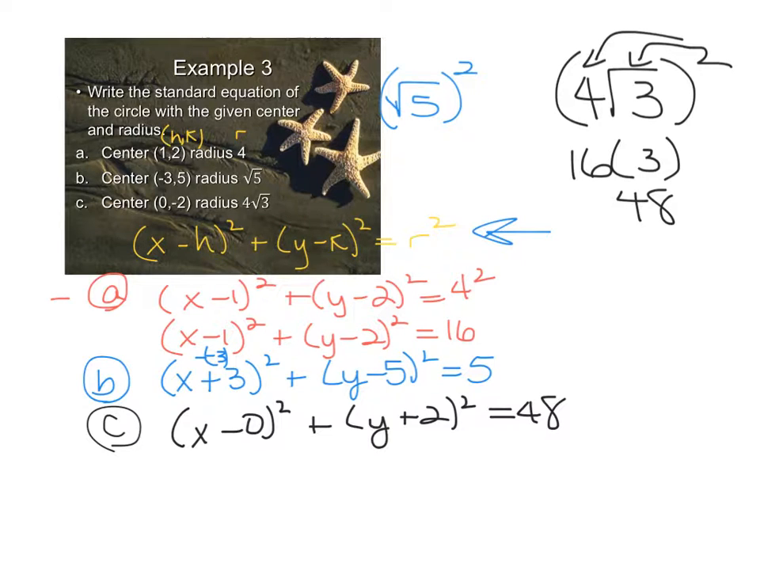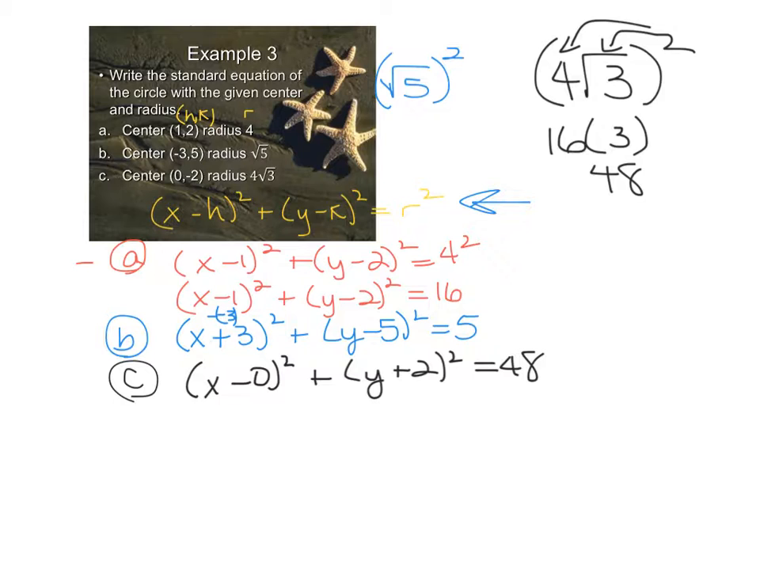Yes? Can you simplify it to x squared? You could. Yes, that's what you're going to be doing a lot in Algebra 2. So if you simplify to x squared and then y plus 2 equals 48, that's fine. I would accept either answer on your test.